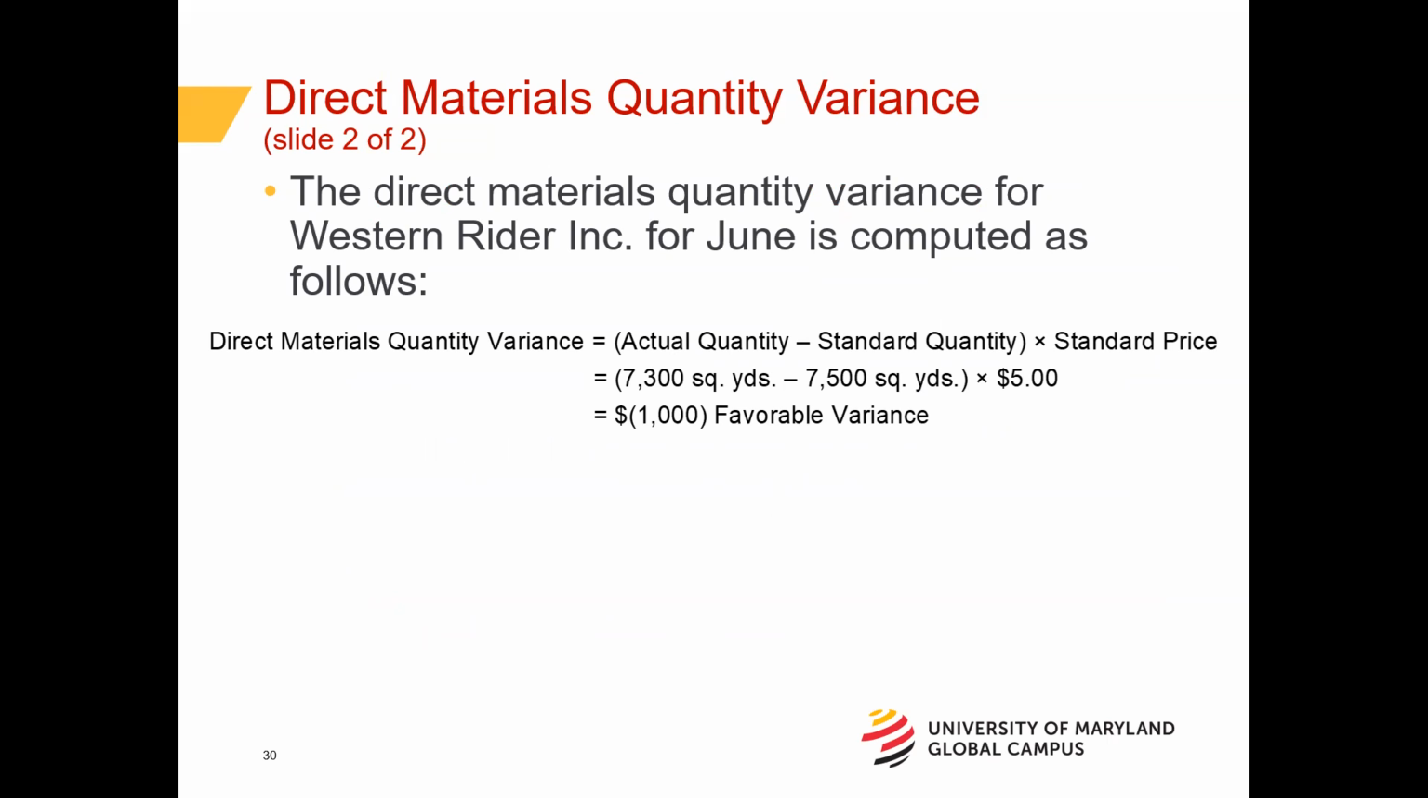So in this case, it's favorable. For the actual quantity used, we actually used 7,300 square yards. We planned on or budgeted for the standard quantity of 7,500 square yards. So 7,300 minus 7,500 is a negative 200 square yards times $5 per square yard of the standard price equals $1,000 favorable variance. So minus $1,000 favorable variance.